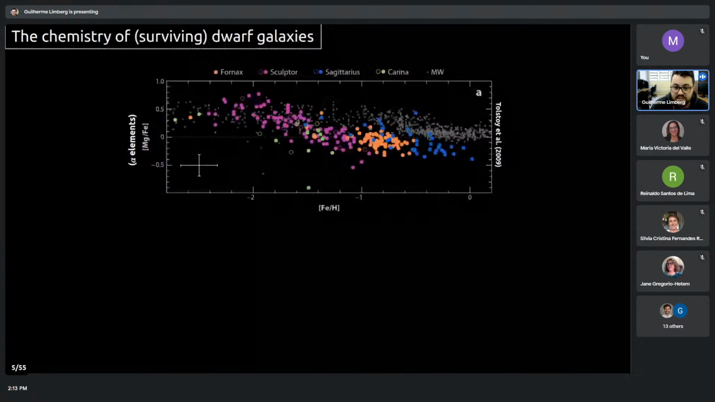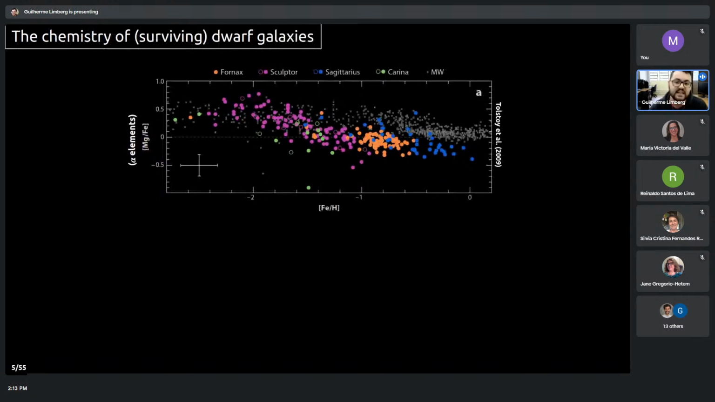And regarding the chemistry, we can utilize surviving dwarf galaxy satellites of the Milky Way to explore what chemical composition we should expect for accreted stars in our galaxy. And this is a plot from a review by Tolstoy from back in 2009. We can see that most of these are some of the most massive dwarf spheroidal galaxies that are satellites of the Milky Way.